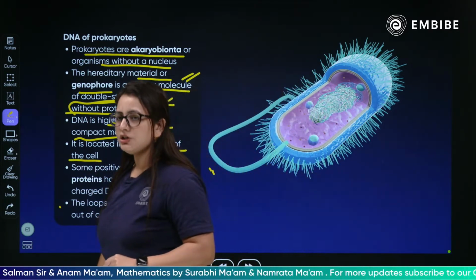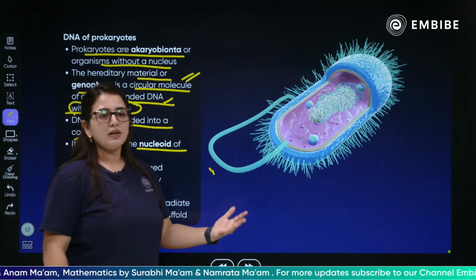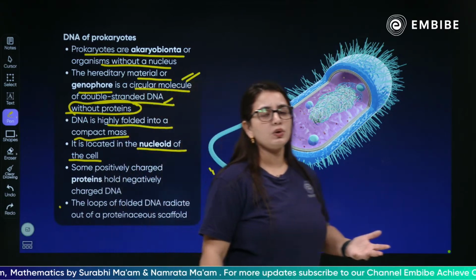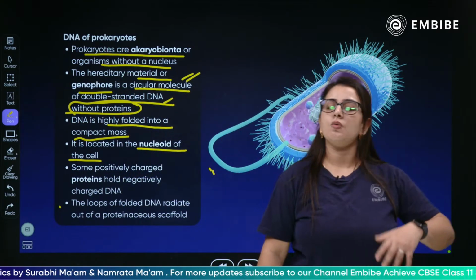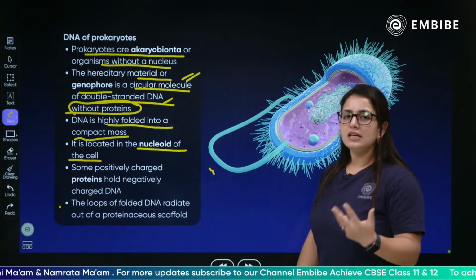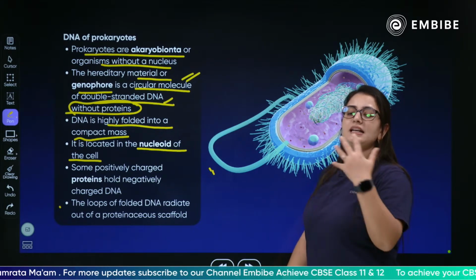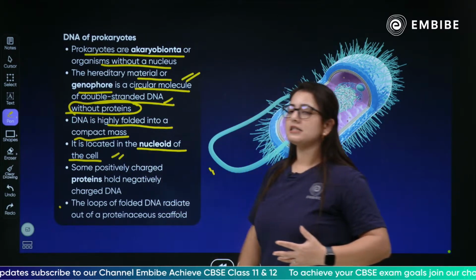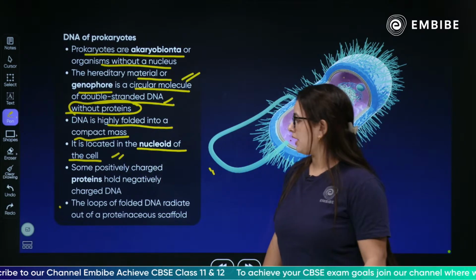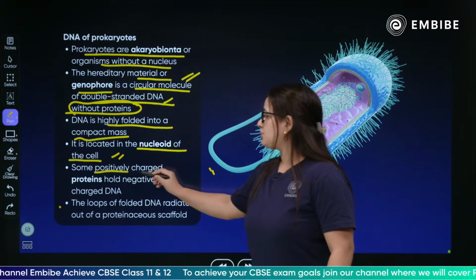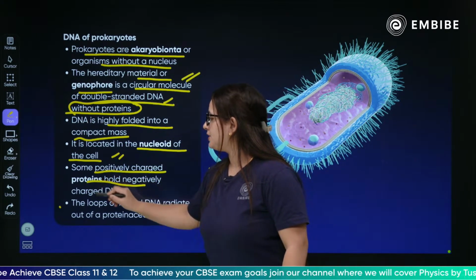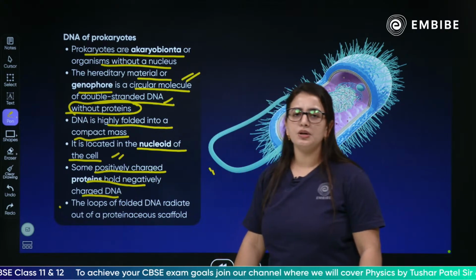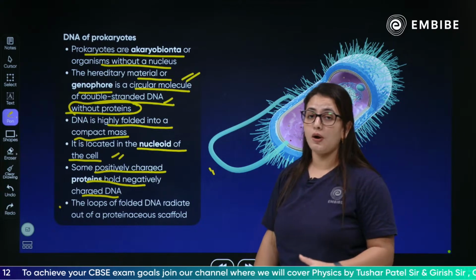Simple. Children, it does not have a nucleus, the nucleus lacks nuclear membrane, and then what do we call it? We call it a nucleoid. So this double-stranded circular DNA is packed inside the nucleoid. Some positively charged proteins hold the negatively charged DNA. There are some proteins which are present inside the nucleoid.